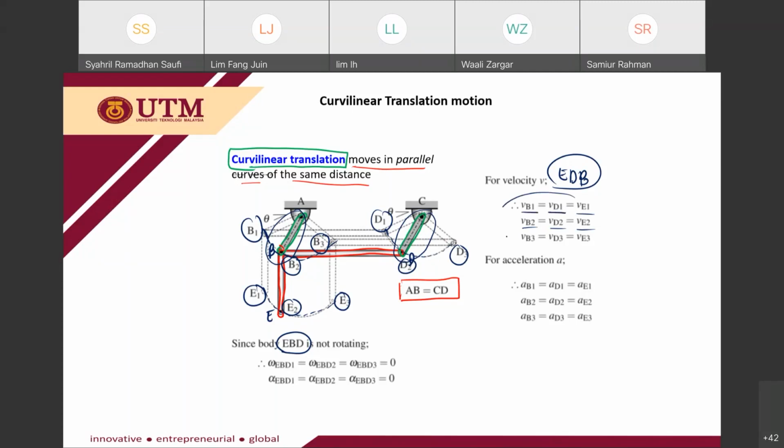Since the velocity is the same, the acceleration will also be the same, because the acceleration is derived from the velocity. Since curvilinear translation is not a rotating motion, you don't have the angular velocity and you don't have the angular acceleration either. So both values should be equal to 0. So this is a curvilinear translation. The focus here is on EBD. AB and CD are a different story.